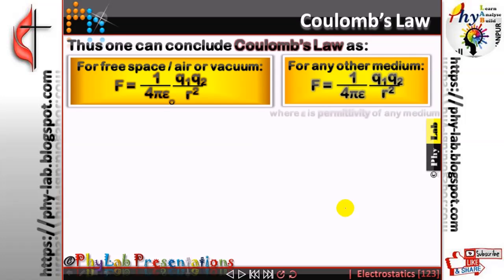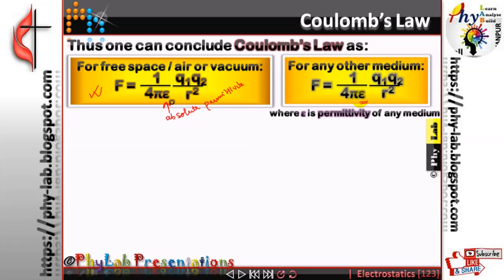Thus, putting the value of C in the expression for Coulomb's law, we get Coulomb's law stated in two different formats. The first one is for free space or vacuum: 1 upon 4 pi epsilon naught q1 q2 by r square, whereas in any other medium Coulomb's law can be stated as F is equal to 1 upon 4 pi epsilon q1 q2 by r square. Now please pay attention over here. The epsilon naught in this expression is called absolute permittivity or permittivity of free space or vacuum, whereas here it is epsilon, which is known as permittivity of any medium.